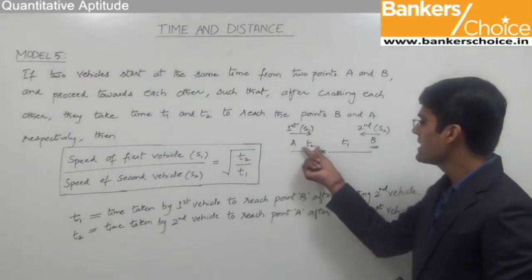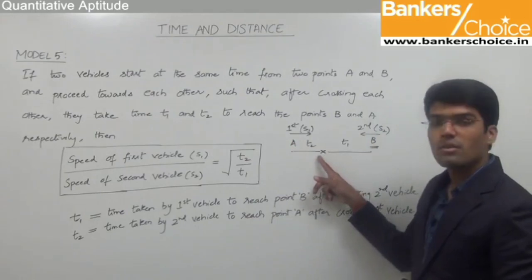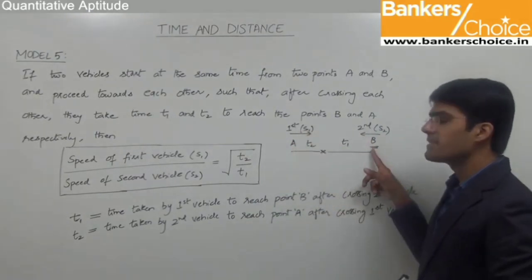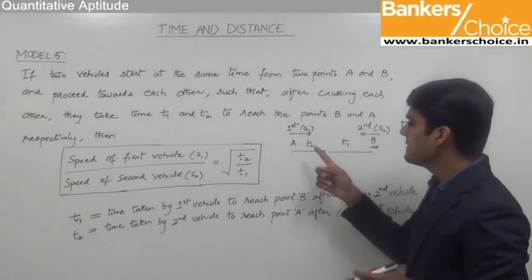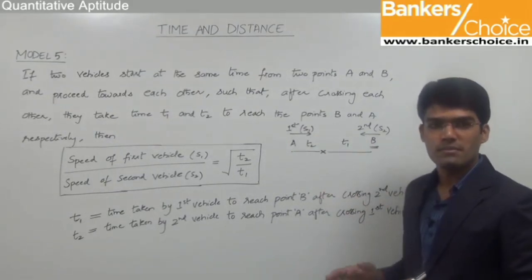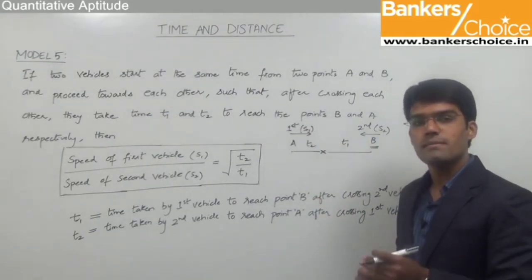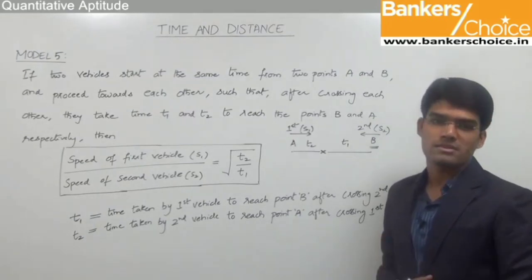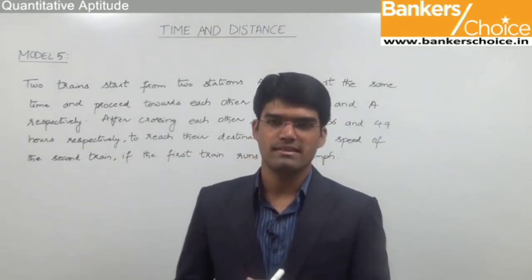So t2 is the time taken by the second vehicle to reach its destination A from the crossing point, and t1 is the time taken by the first vehicle to reach its destination B, again from the crossing point. So understand friends, t1 and t2 are not the total times from point A to point B and point B to point A. t1 and t2 are the times required by these two vehicles to reach their destinations from the crossing point. Let us now take an example from model 5 that we have just discussed.